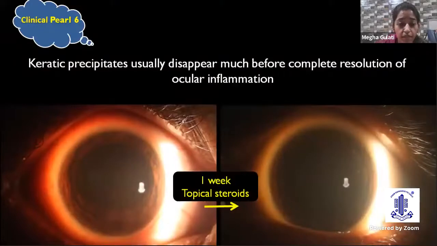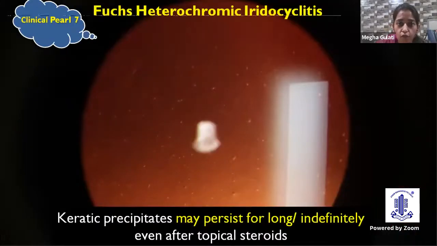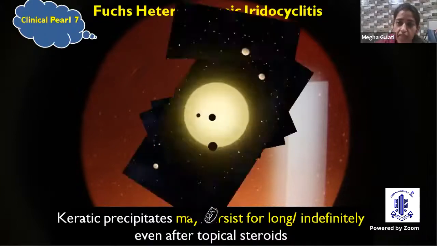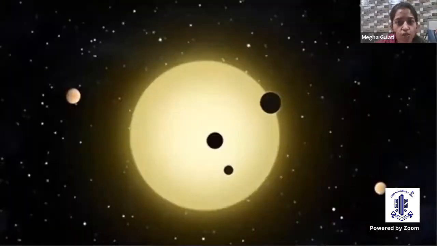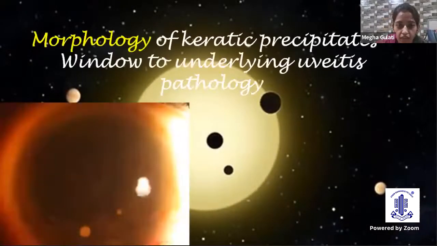Now we saw that they might completely disappear. A point here is that keratic precipitates usually disappear much before complete resolution of ocular inflammation. And in Fuchs heterochromic iridocyclitis, they might persist for a long or indefinite time even after giving topical steroids. So I would end with the statement that in early days, like a star used to guide direction to the people, similarly keratic precipitates, if by slit lamp examination we do a characteristic morphological evaluation, may act as a window to the underlying uveitis pathology. Thank you.